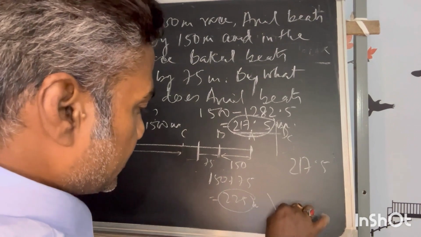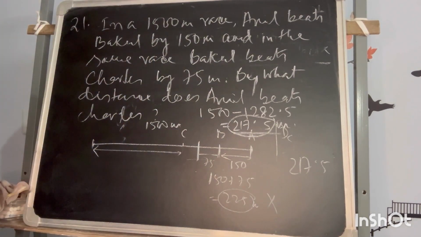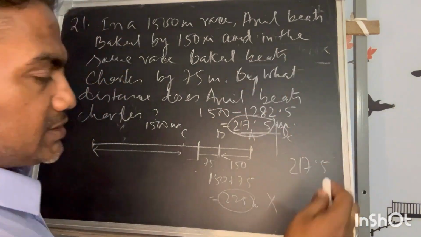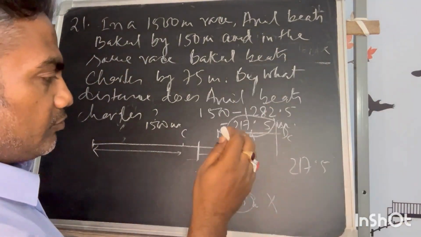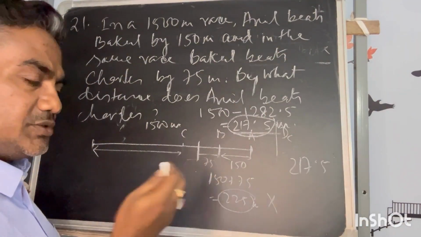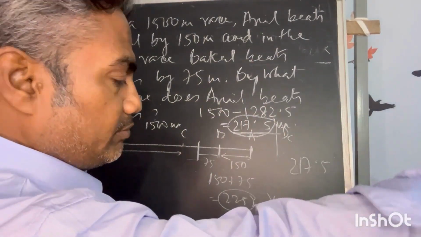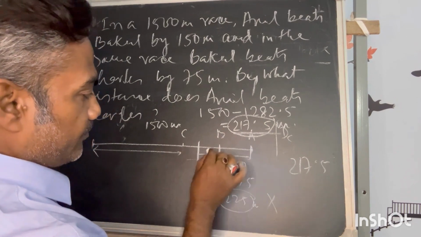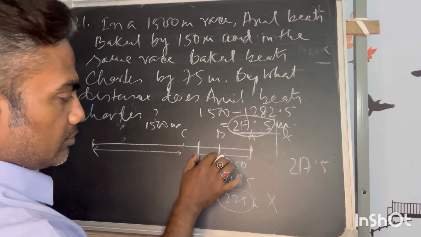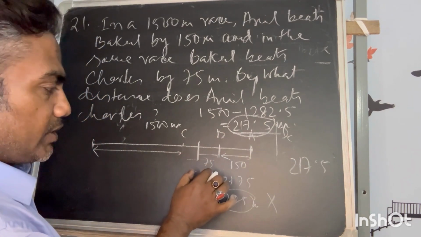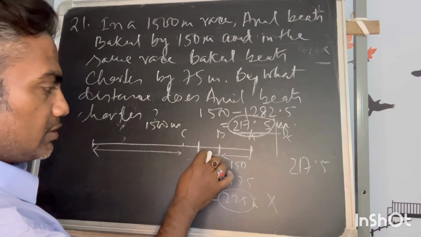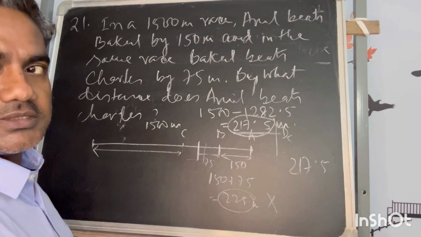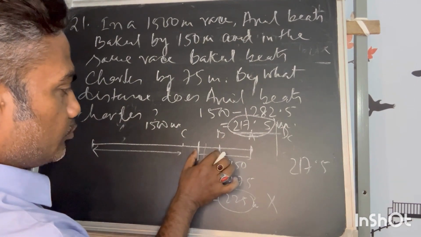But this is the wrong answer. Understand? Because the thing is, how will I say somebody has beaten another? The person who is beating must reach the terminal point. So by the time Bakul reached here, this distance cannot be the same as now. This distance will be something less because both are moving now.